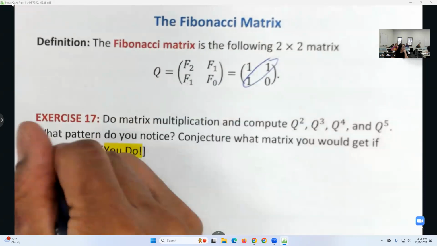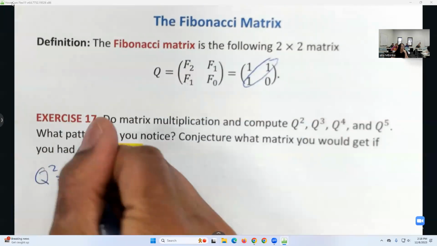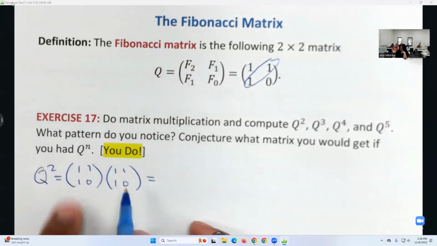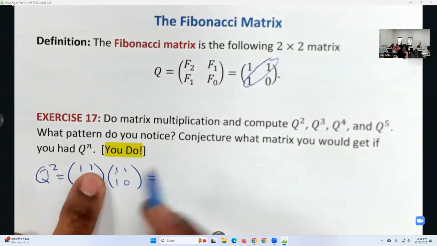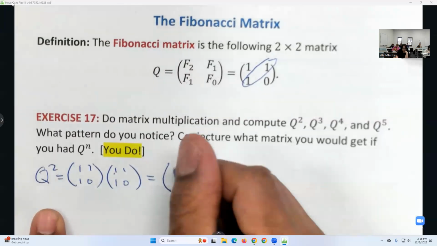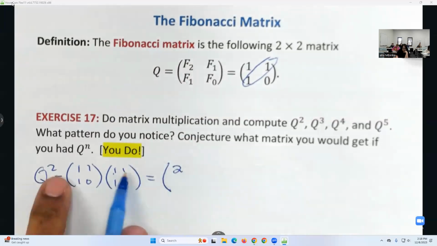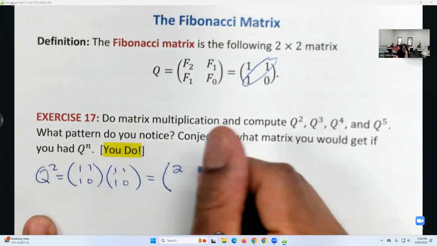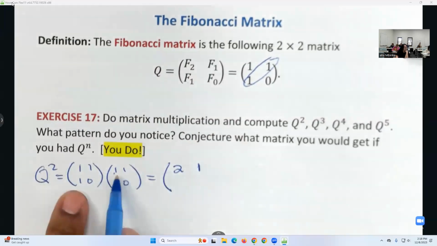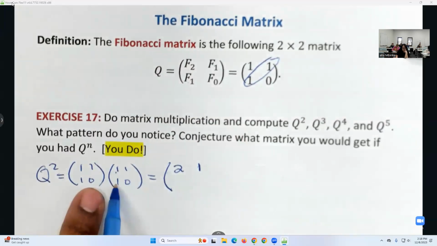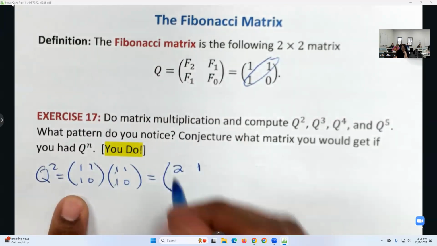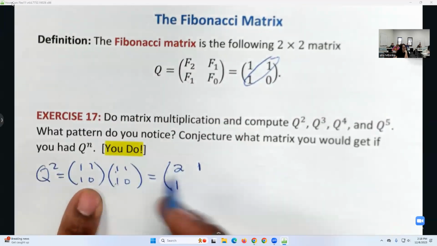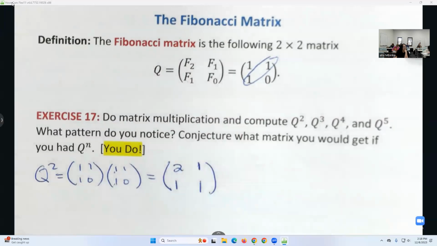So let's square this. If we square this, we have 1, 1, 1, 0 times 1, 1, 1, 0. If we do the math, we have 1 times 1 plus 1 times 1. So the top left entry is 1 plus 1, which is 2. Top right entry is 1 times 1 plus 1 times 0. So in other words, 1 plus 0, which is 1. The bottom left entry is 1 times 1 plus 0 times 1. So that's 1 plus 0, which is 1. And the bottom right is 1 times 1 plus 0 times 0. So that's also 1. Cool.